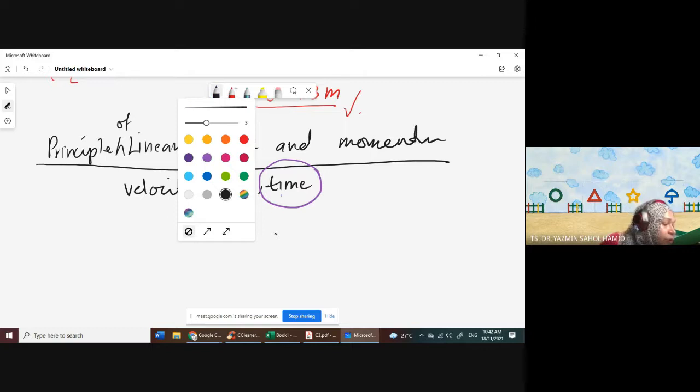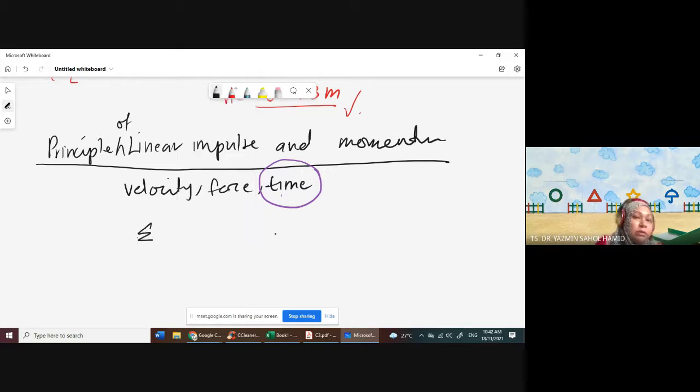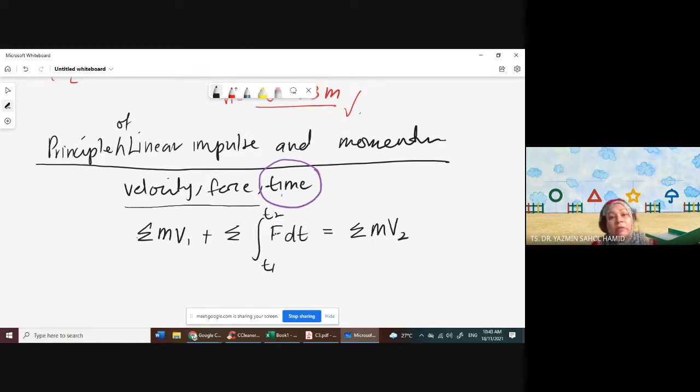So what is the formula for principle of linear impulse and momentum? The formula is very simple, which is summation of mv1 plus summation of integration of the force due to time, dt. So this one will be t1, this one will be t2, equals to linear momentum, which is summation of mv2. Okay, so this is the formula. Do you remember this formula?